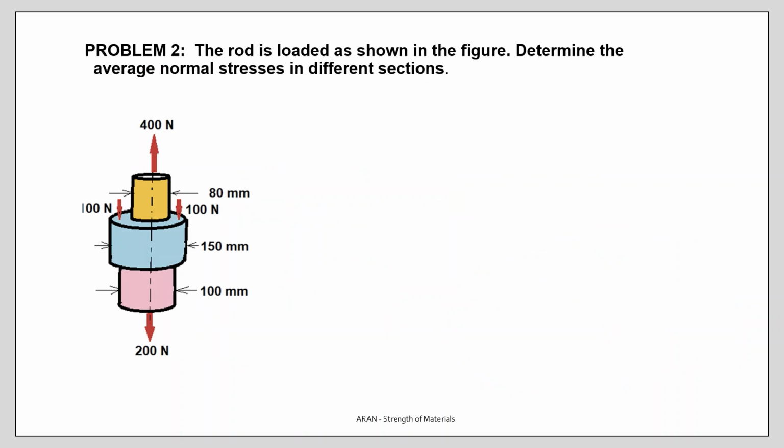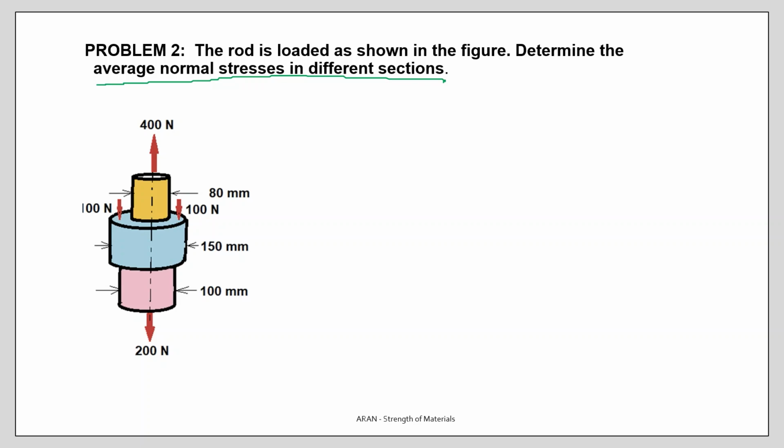Another problem, also a very simple one. Here we have a rod. It has 3 sections and with different colors. Determine the average normal stress in different sections. So what we have to do is find the internal stresses in these 3 regions.